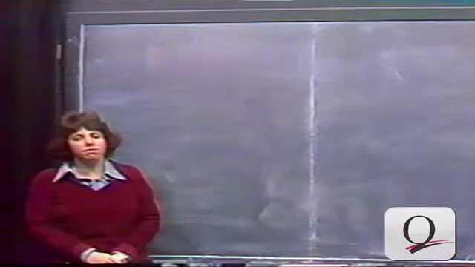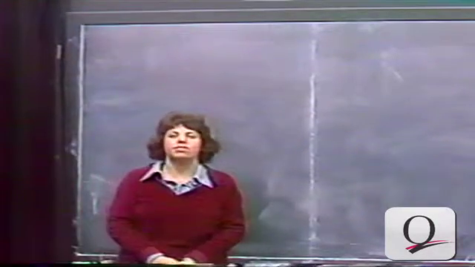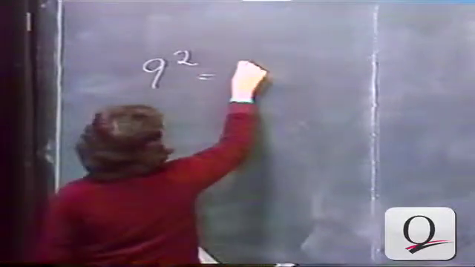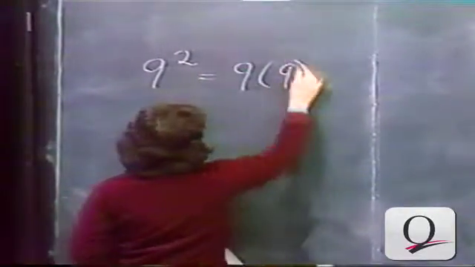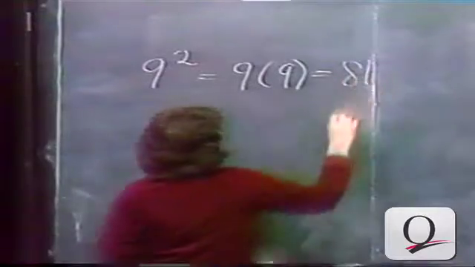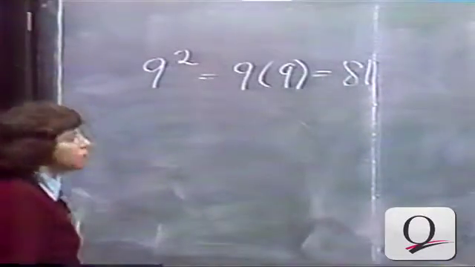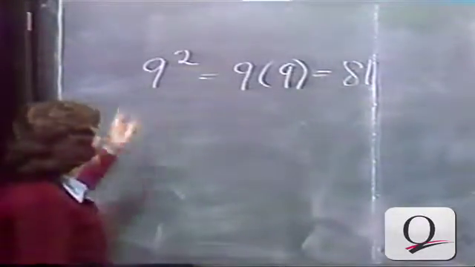In this video, we will introduce the idea of the square root of a number. We all know what it means to square a number. For example, if I say 9 squared, I mean 9 multiplied by itself twice, that's 81. 9 squared is 81. The square of 9 is 81.